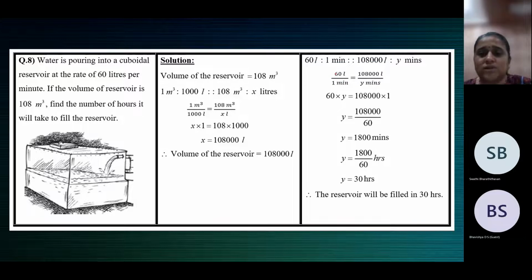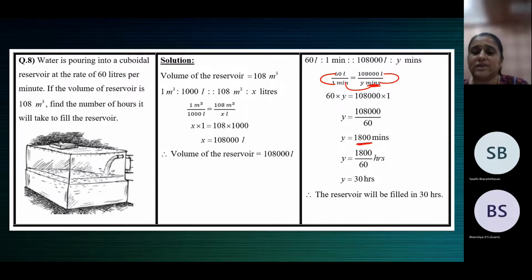60 liters of water is filled in 1 minute. 1,08,000 liters of volume, 1,08,000 liters of water will be filled in how many minutes? Y minutes. So cross multiply. 60 into Y is equal to 1,08,000 into 1. So Y is equal to 1,08,000 divided by 60. On simplifying, you get 1,800. It will be minutes because Y minutes.